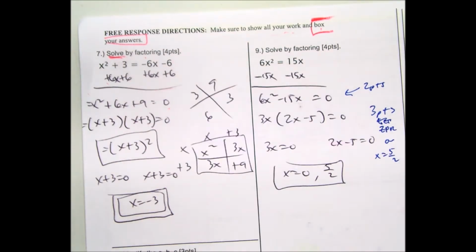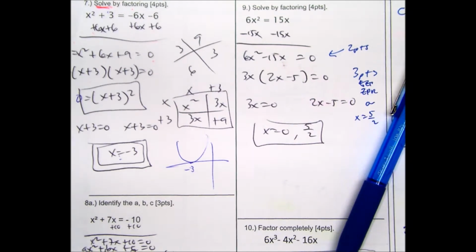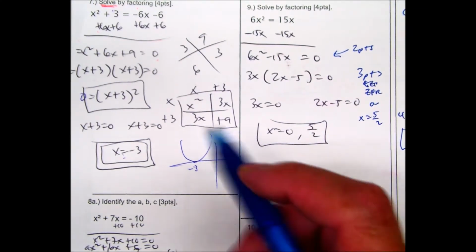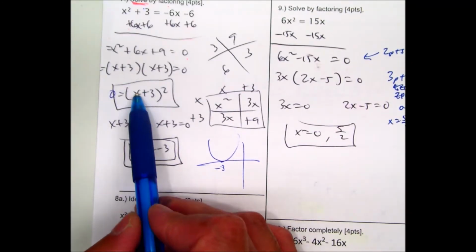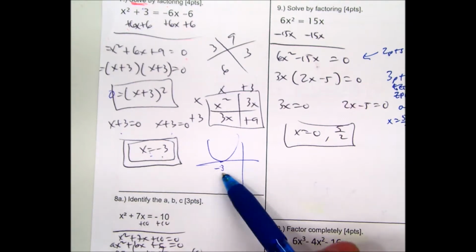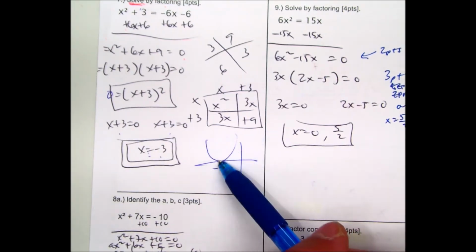Now, if you did set that equal to 0, there's 2 ways here. You can do square root. Or you could do the zero product rule, set each of those equal to 0, solve, and you get x equals negative 3. Negative 3 is a double root, that's why there's essentially 2 negative 3's here. It only touches the x-axis once.